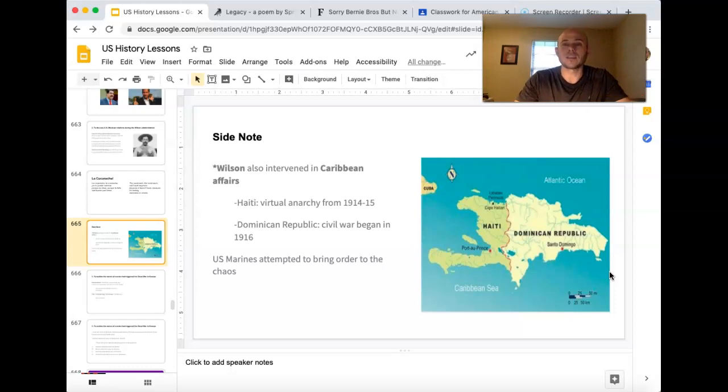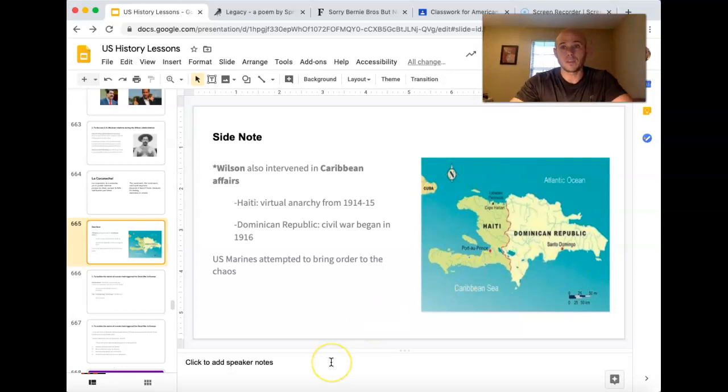Marines to bring order and chaos to these two nations. And that way, if you think about it, the Monroe Doctrine, which, remember, you go back to our early presidents, the fifth president, James Monroe, put the Monroe Doctrine in place, saying European nations cannot interfere with the Americas anymore. So this is sort of a way of protecting that doctrine.